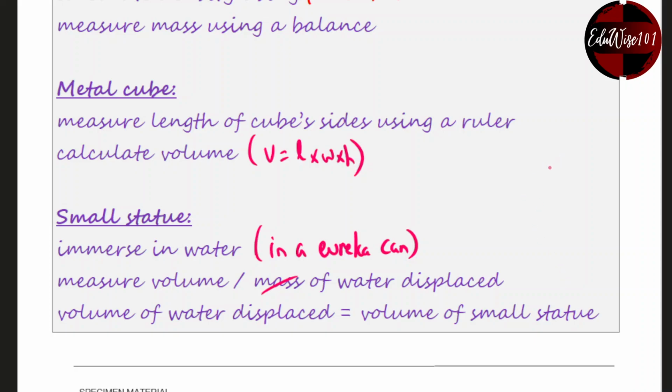Now I mentioned above at the start that you can use a Eureka can, but you can also use a measuring cylinder as well. So if I fill up a measuring cylinder, let's say up to the halfway point, 50 centimeter cube, and let's say the statue actually fits into the measuring cylinder, and if I put it in there, it'll sink to the bottom obviously, and the water level is actually going to go up, and the difference, the height or the volume that changed is equal to the displaced water volume as well. So you can use both ways.